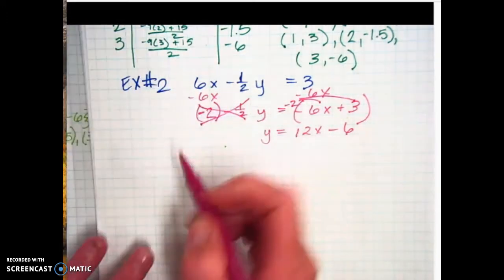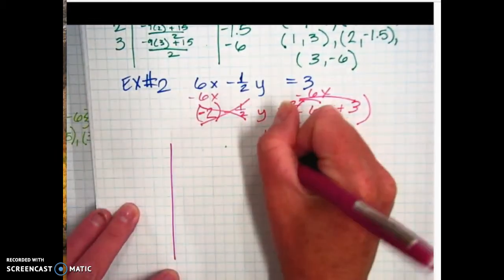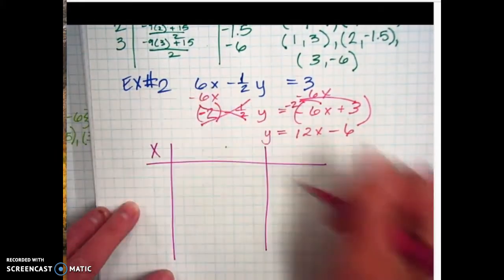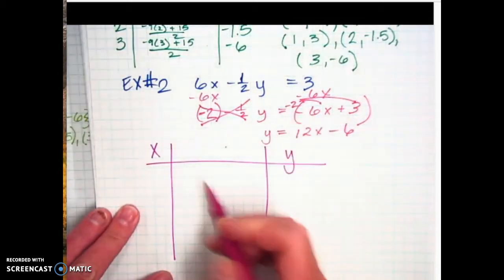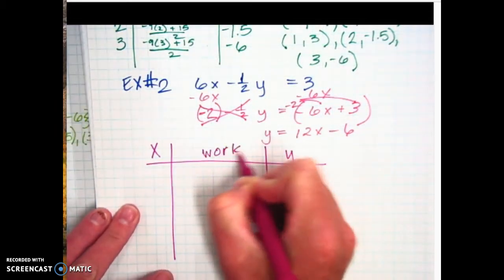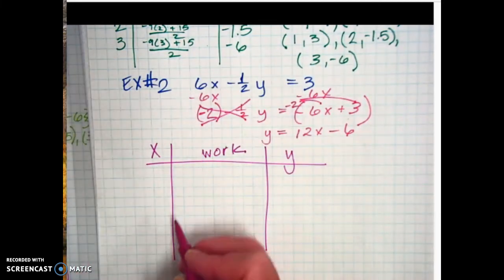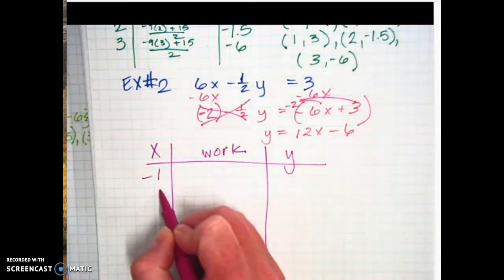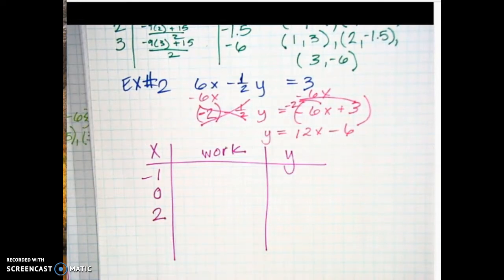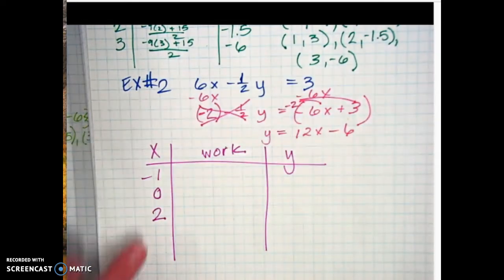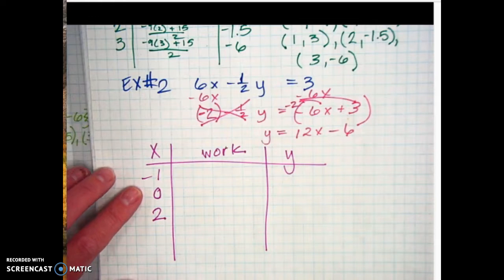So let's do a little t-chart. So we're going to plug in some numbers for x, spit out some y. If you want to show the work, put it in the middle. So the numbers, we're going to do a little less this time. Let's just do negative 1, 0, and 2. So that'll give us a good idea of what that line's going to look like.